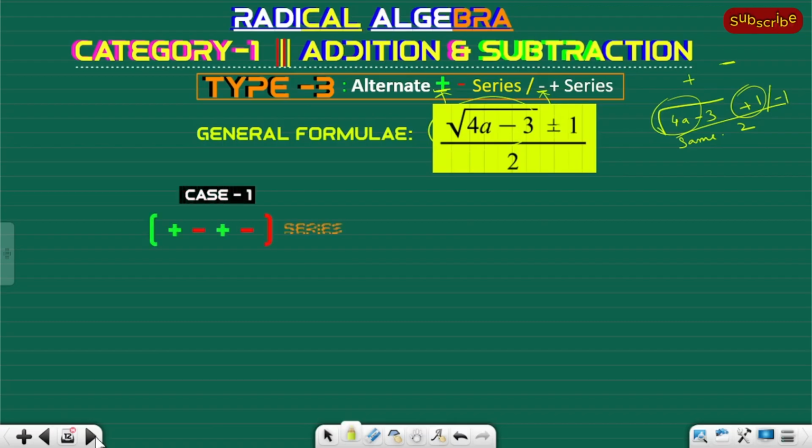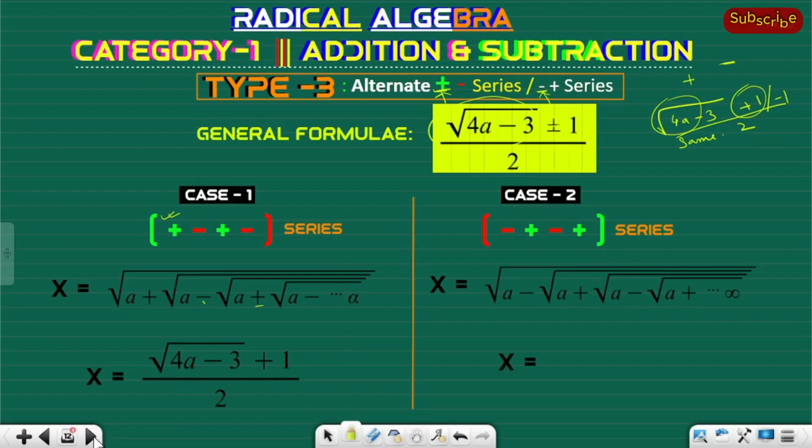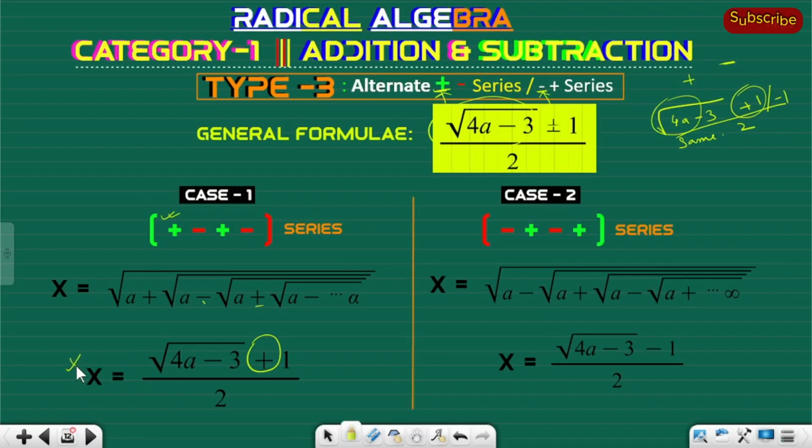Case 1, starting with plus. Case 2, starting with negative: minus plus minus plus. Here it is a plus minus plus minus series. Let's see. x equal to root a plus, again here it is minus, again plus minus up to infinity. In this case, minus plus minus plus. So the formula is root of 4a minus 3, plus 1 here. In this case it will be minus 1. So remember this formula.